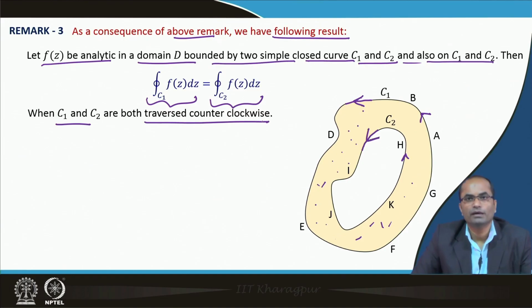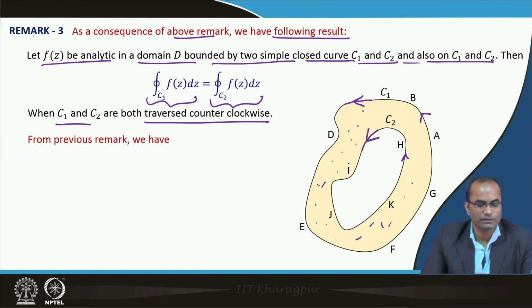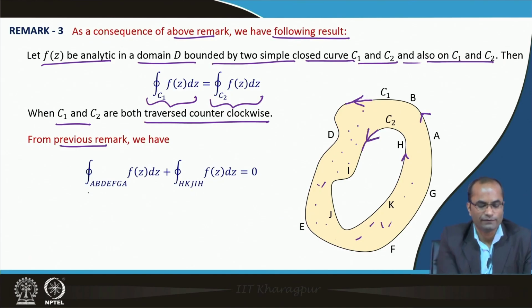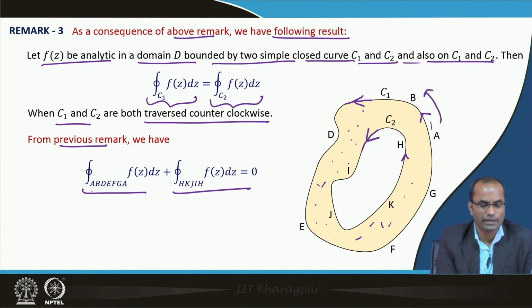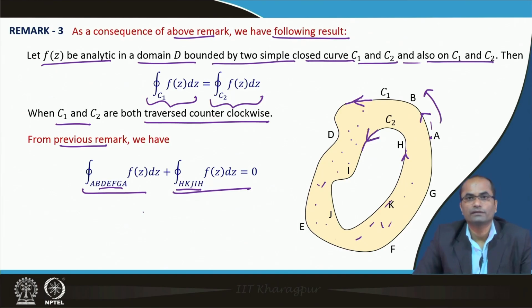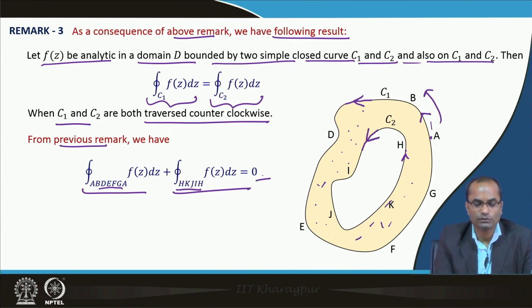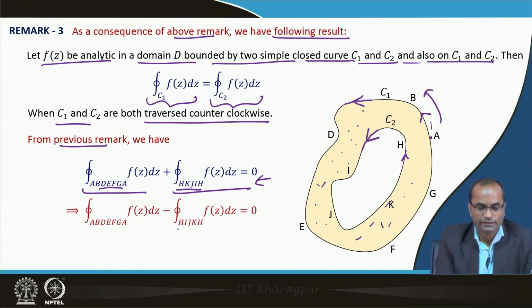Using the above remark we can easily observe this result, because from the previous remark we have the result that the sum of the two integrals is zero. The first one is in the anti-clockwise direction, so we are moving A, B, D, E, F and G, back to A again, and then for the inner one we have H, K, J, I and H again. This is the clockwise direction and the sum has to be 0. Now we have changed the direction of this inner one to H, I, J, K, H.